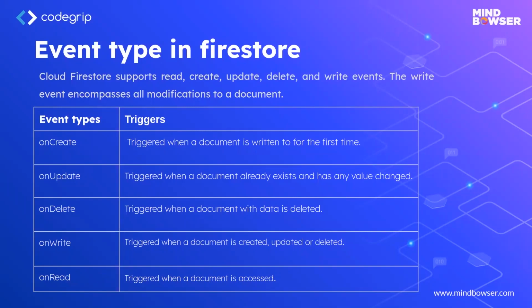Inside on read, for real-time data access, there is a function known as on snapshot inside Firestore, which will be used for accessing the real-time changes. Further, all the event types will be discussed in the demo briefly.